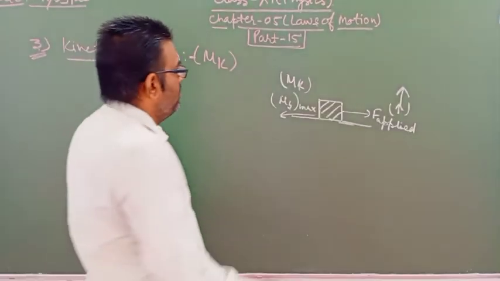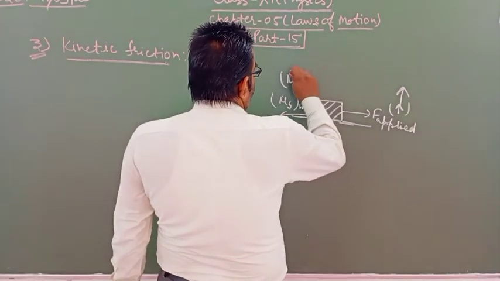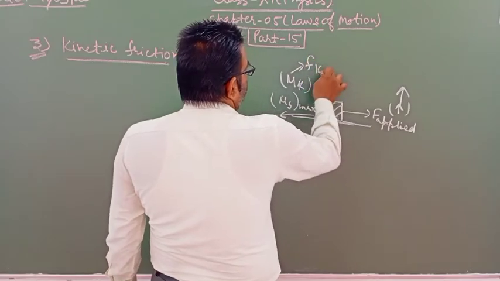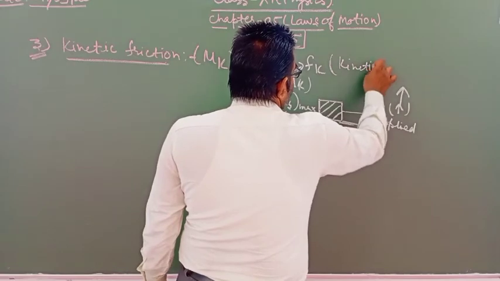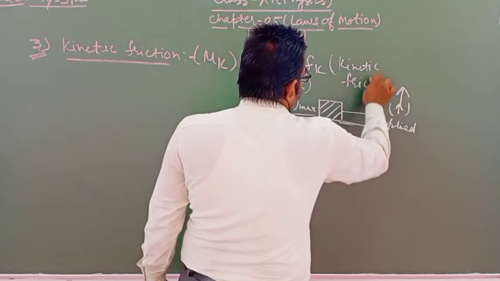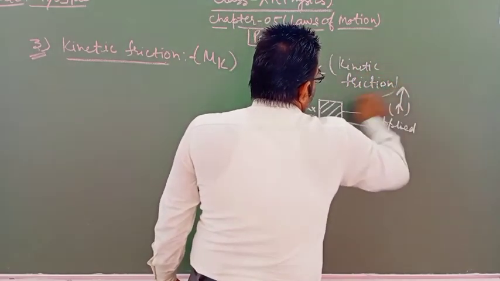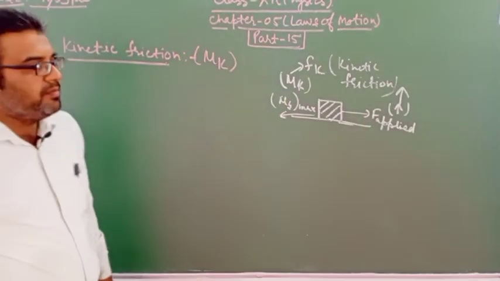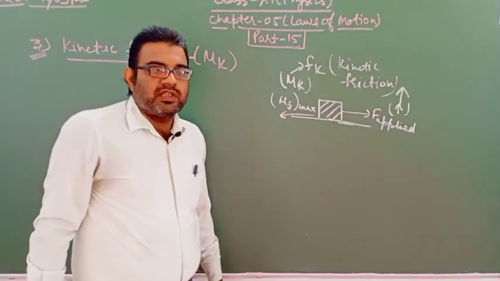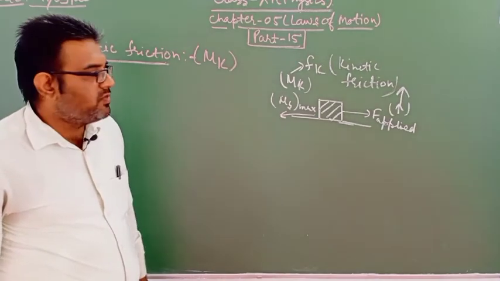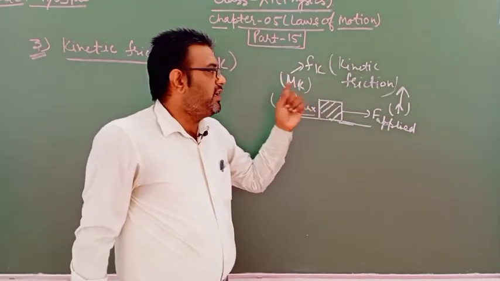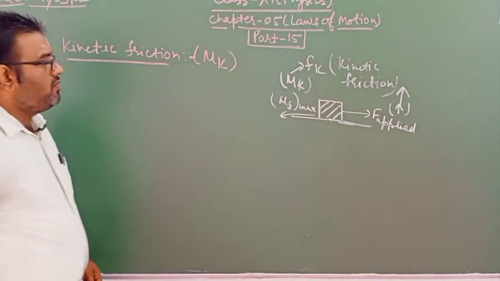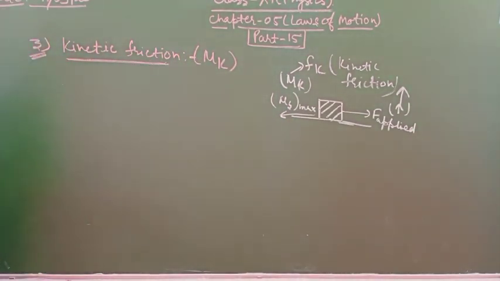That mu k is the coefficient of friction and it is Fk. Then this friction is called kinetic friction, the friction developed on the block when the block starts moving. This is called kinetic friction, and this is the coefficient of kinetic friction. So we will define kinetic friction.